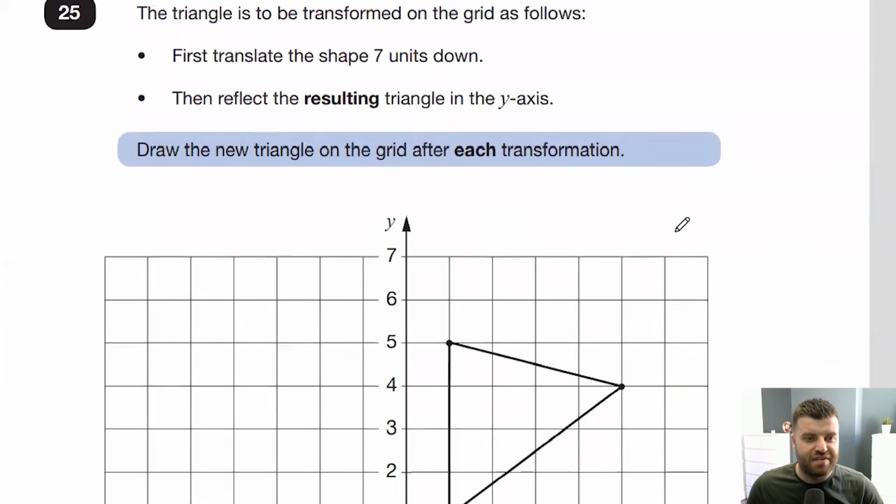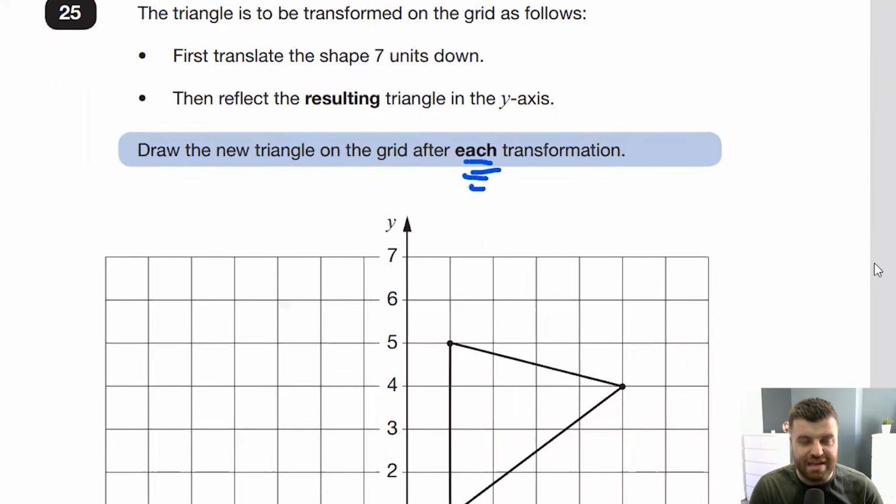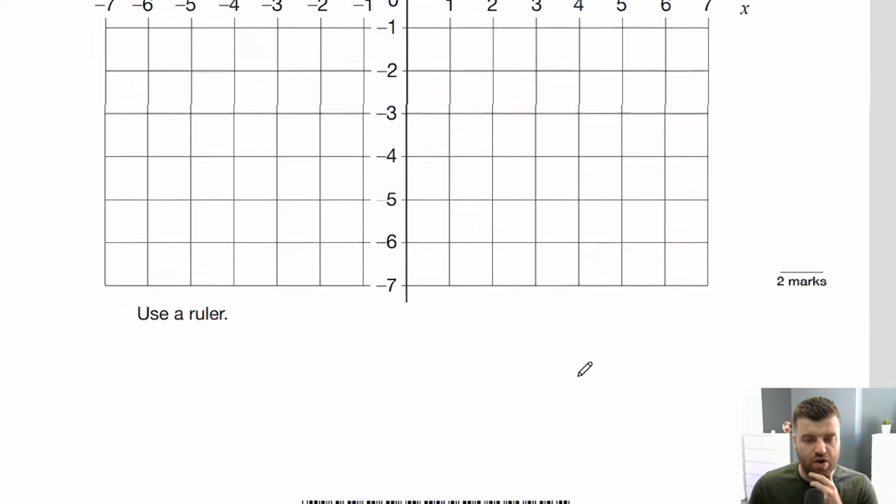Question 25. The triangle is to be transformed onto the grid as follows. First, translate the shape 7 units down. Then, reflect the resulting triangle in the y-axis. Draw the new triangle on the grid after each transformation. What a horribly worded question. We're going to have to draw the new triangle on the grid after each transformation. This is transformation 1, this is transformation 2. So we've got 2 triangles to draw. Horrible, horrible worded question here.